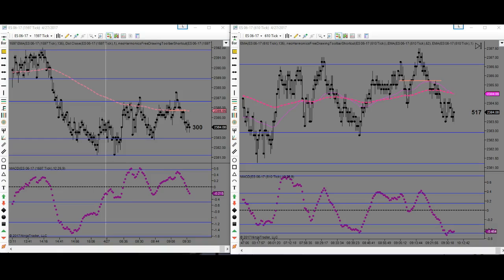A lot of strength in the MACDs to the downside on the 1597. The MACDs on the 610 have already started to show a slowdown with the push, the pullback, and then right here you equaled that previous pivot. The MACDs did not.